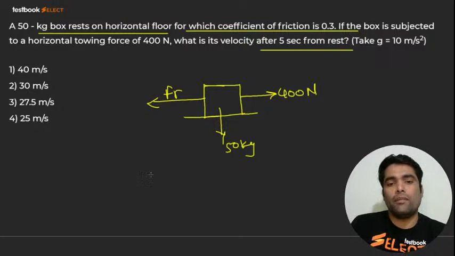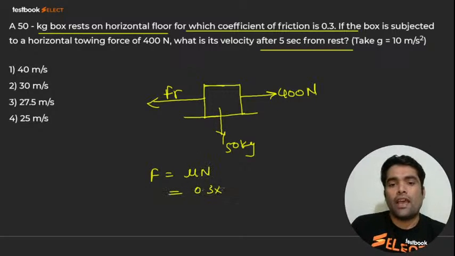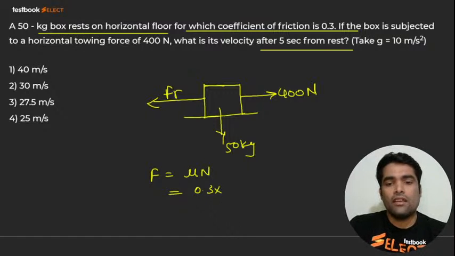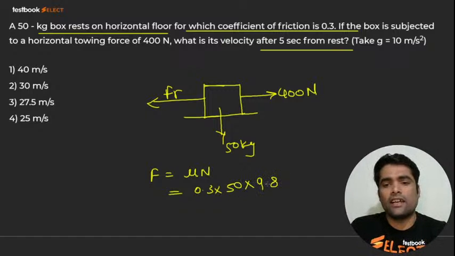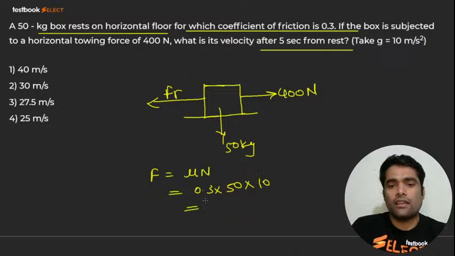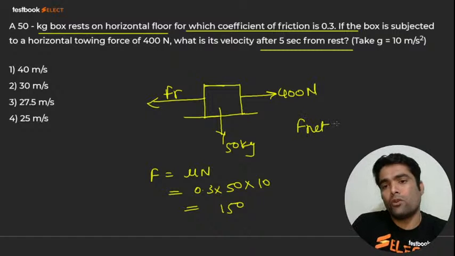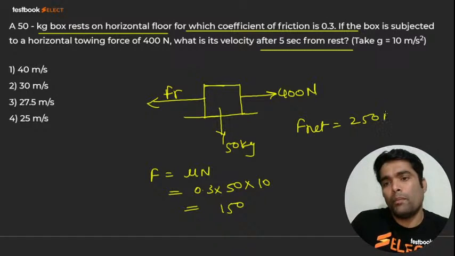How can you calculate it? Friction force will be none other than mu m g. Mu is 0.3, mass is given, so it should be multiplied by g. It should be 0.3 times 50 times 9.81, or you can directly take 10. That should be 3 into 5, that is 150. So net force will be 400 minus 150, that is 250 Newton, right?